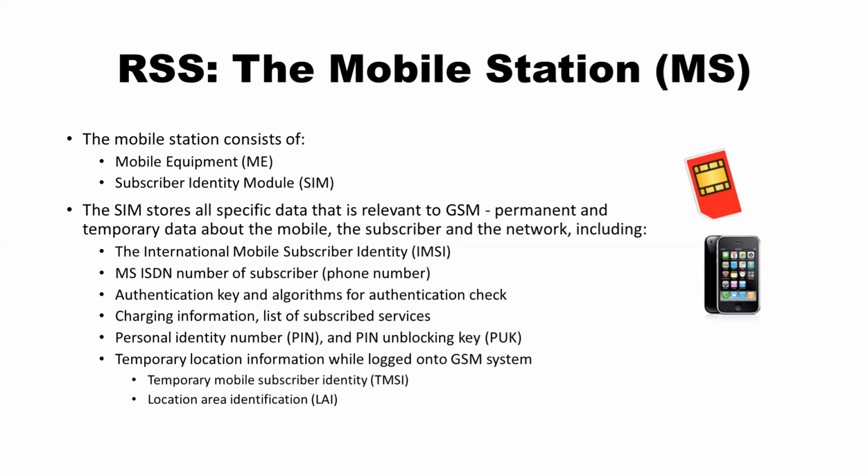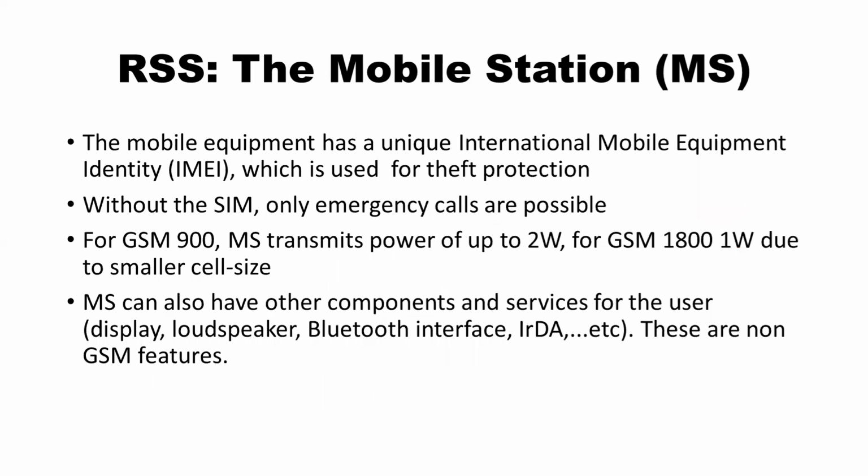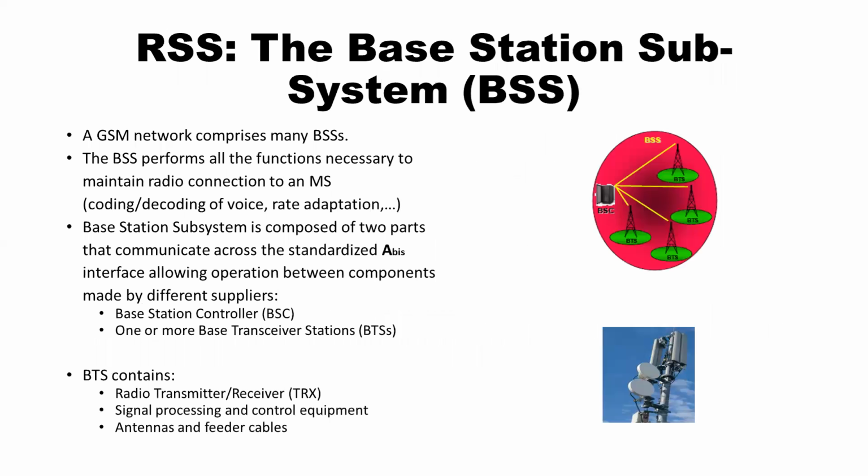Temporary location information may be tracked as different location area identification. The mobile equipment has a unique international mobile equipment identity, which is used for theft protection. Without a SIM, only emergency calls are possible. For GSM 900, the MS transmits power of up to 2 watts. For GSM 1800, 1 watt due to smaller size. The MS can also have other components and services for the user, which are non-GSM features.